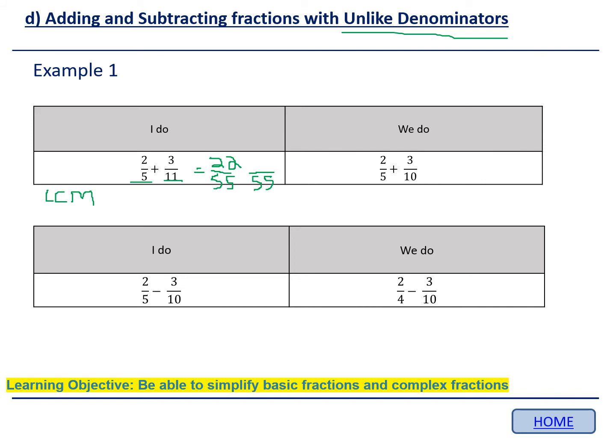And what did we do to 11 to get to 55? We times it by 5. So we must do that to the top. So I'm just going to put the plus sign. So that would be 15. And now we work out the fraction here. So that's going to give us 22 add 15 is going to give us 37 over 55.